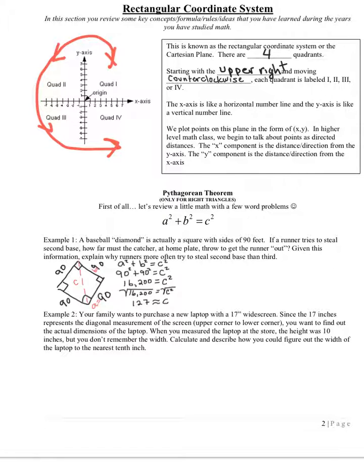Given this information, explain why runners more often try to steal second base than third. I would like for you to use this part of your notes to give your own explanation of why you think that runners prefer to steal second base rather than third base. I will be checking this tomorrow when you turn in your notebook.